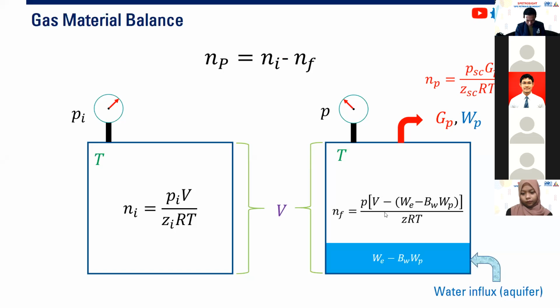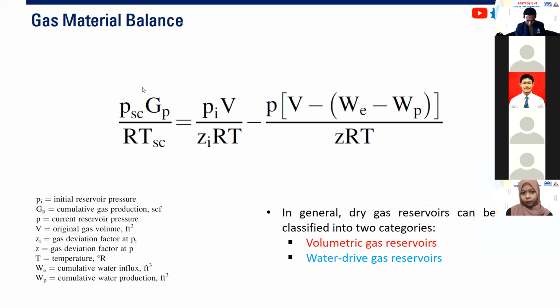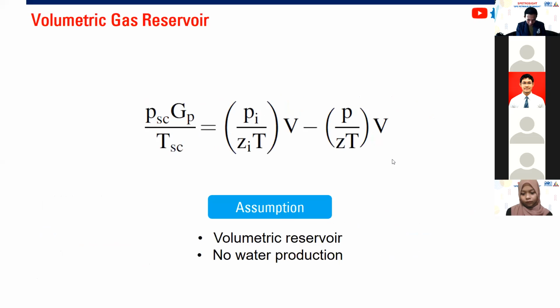And then we continue, we obtain this relationship. Okay, maybe you can predict where we will go after this. After obtaining this equation, we do some assumption.